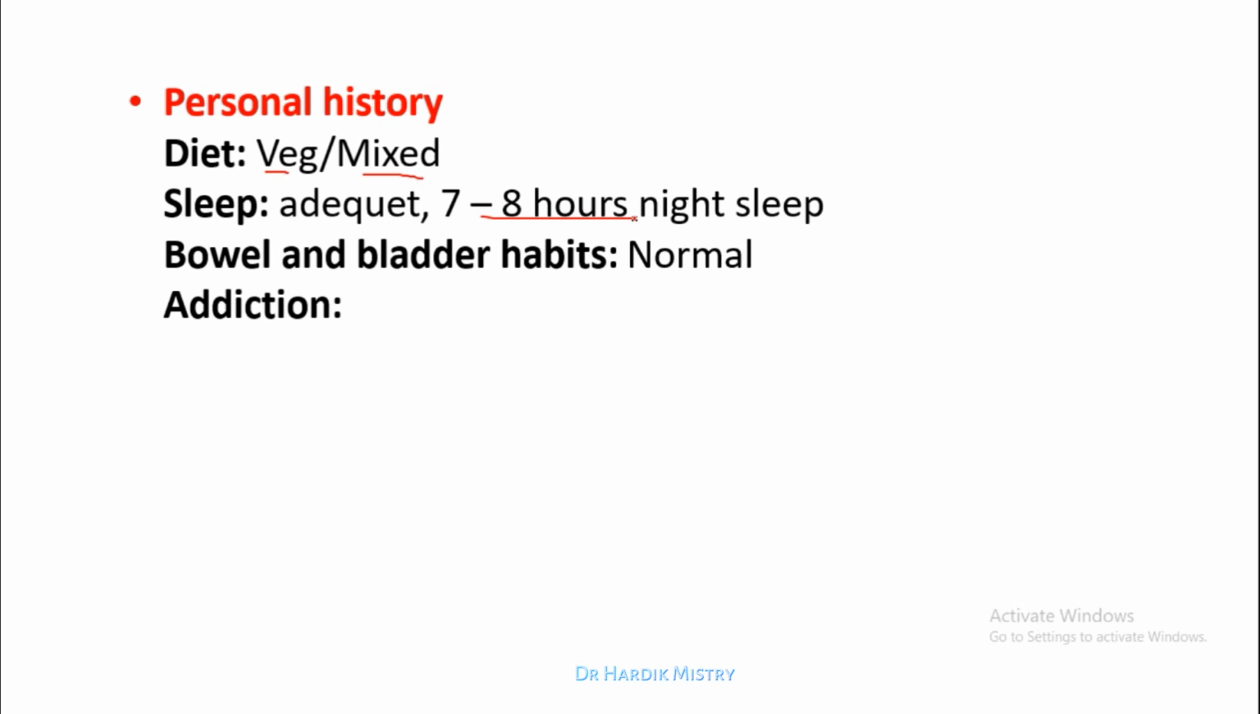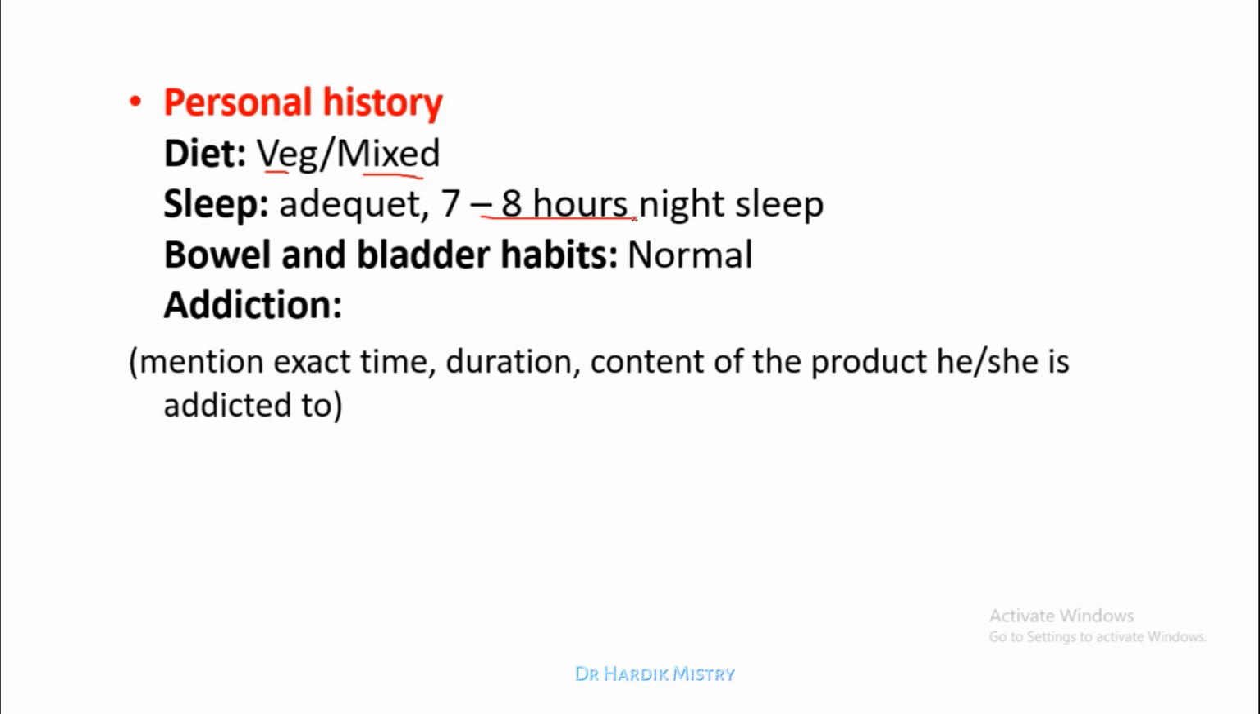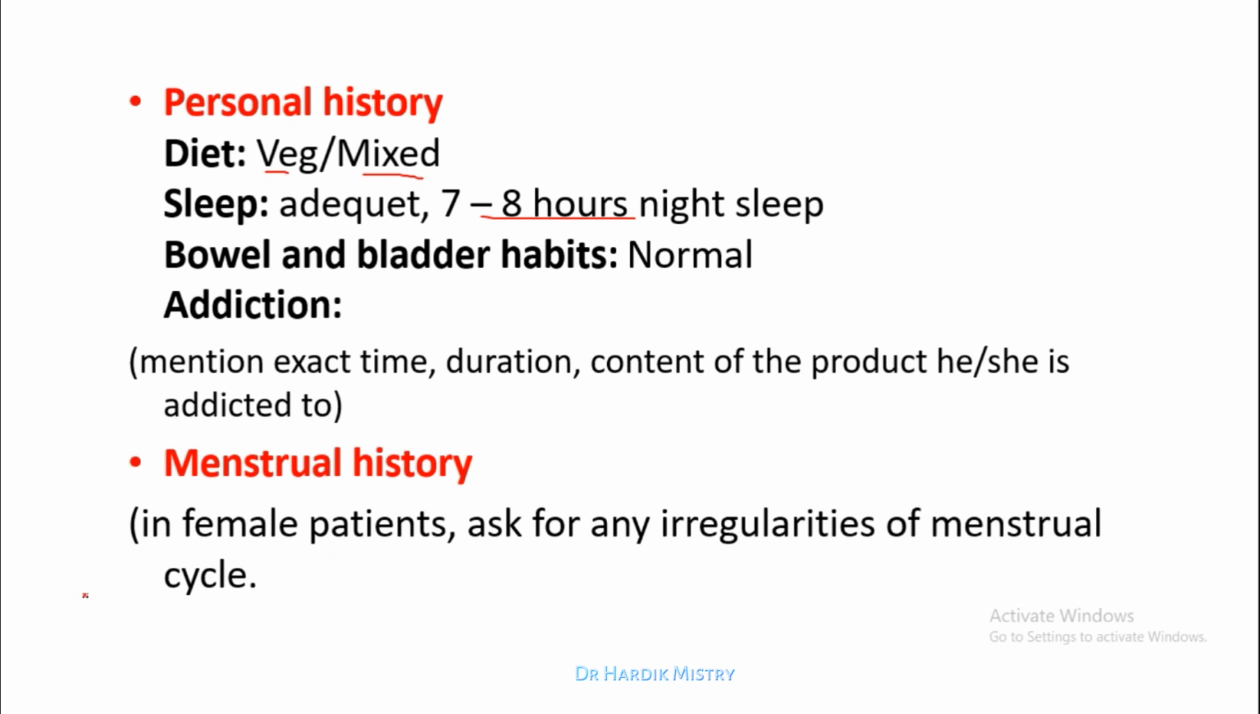Addiction. In this addiction section, you have to mention the exact time, duration, and content of the product he or she is addicted to. For example, if someone is addicted to tobacco, then you have to write which tobacco product he or she is using, at which time, and since how many years. Everything about the addiction you have to mention. And if you are taking the psychiatric history, then you must also mention social media addiction in this section. Next is the menstrual history in female patients. Ask for any irregularities of the menstrual cycle.